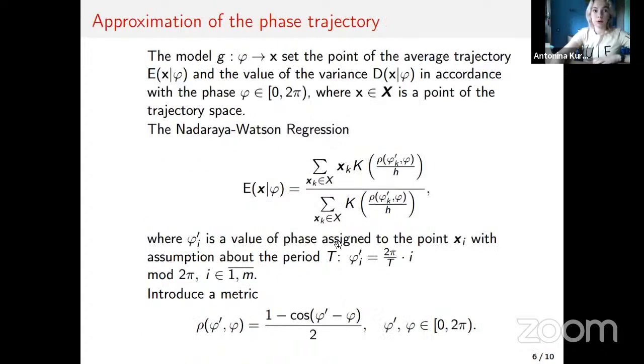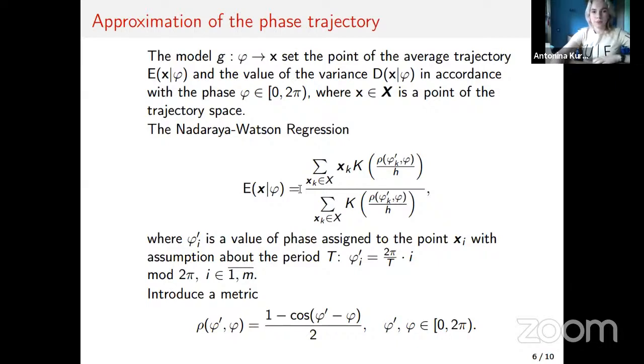Now let's describe the approximation of the phase trajectory. We approximate the phase trajectory by the model G, which sets the point of the average trajectory E and the value of the variance D in accordance with the phase phi, which is between 0 and 2π. In the work as a model G, we used the Nadaraya-Watson regression. The corresponding formula you can see on the screen, and the value of the variance can be calculated similarly.